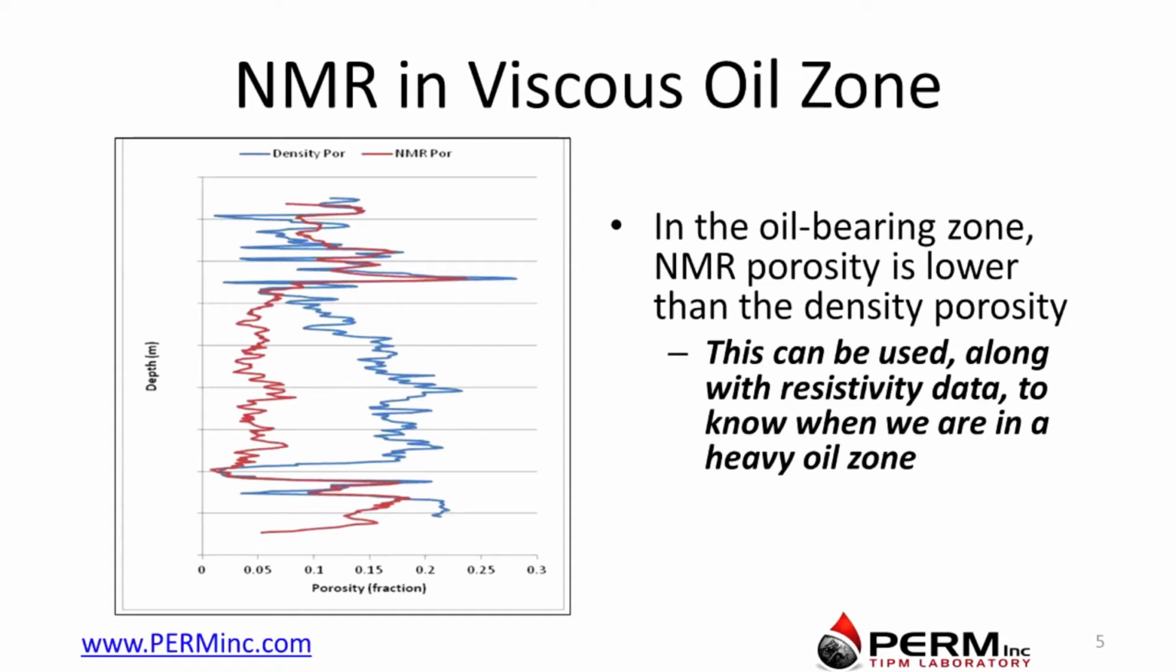So in a simple sense, the output from combining density logs and NMR logs, and if you had resistivity information as well to show yourself that you were in a hydrocarbon zone, can be used to very quickly identify where your oil pay is and where your water is above and below your heavy oil system.